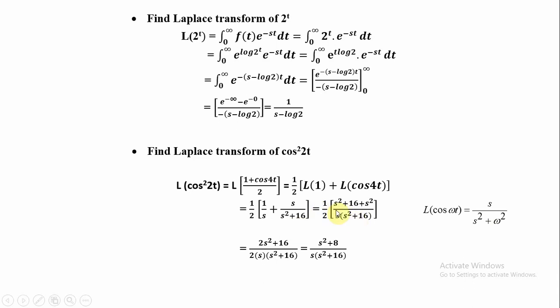By doing LCM and simplifying, here we will get 1 by 2 into s square plus 16 plus s square by s into s square plus 16. That is same as 2s square plus 16 by 2 into s into s square plus 16. Take 2 outside and cancel. So here we will get s square plus 8 by s into s square plus 16. So this is the Laplace transform of cos square 2t.